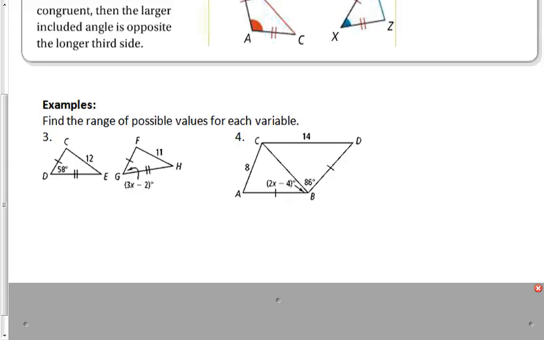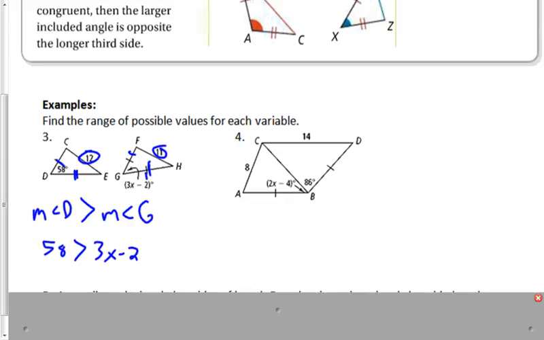Looking at the picture, we have a congruent side in each, a second congruent side on each, and we know the lengths of the third side. So, in other words, the measure of angle D is going to be greater than the measure of angle G because of the lengths of their opposite sides. So we know that 58 has to be greater than 3x minus 2, and then we can solve for x.